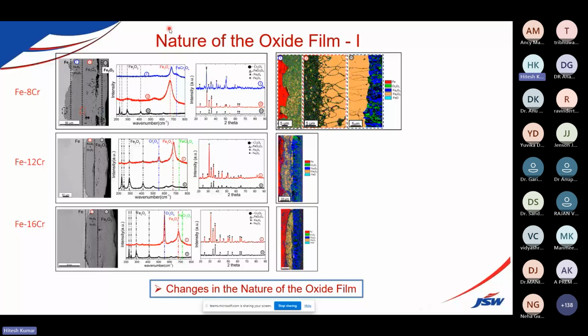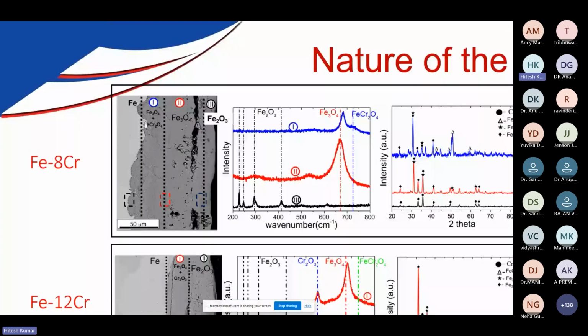So this is again the image we took in backscatter mode. In backscatter mode, you can clearly visualize the base, which is a single phase, then another phase, and the last phase. There is a contrast difference between the phases present. This is the benefit of taking images in backscatter mode.